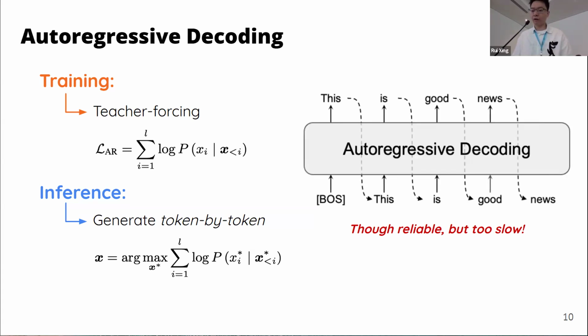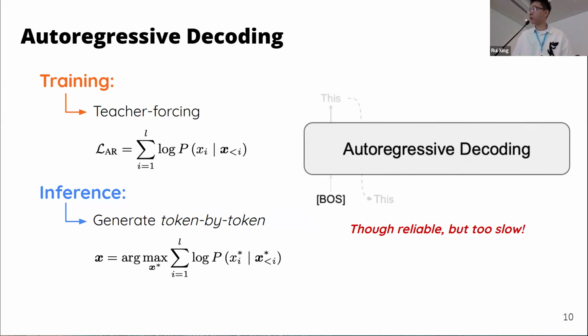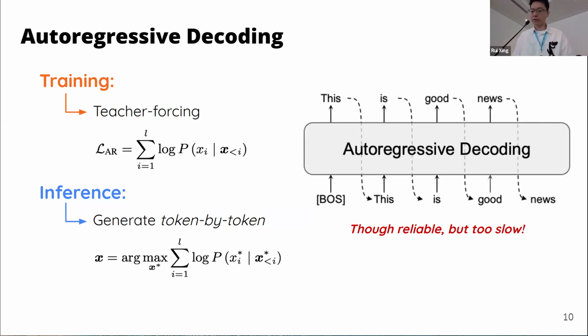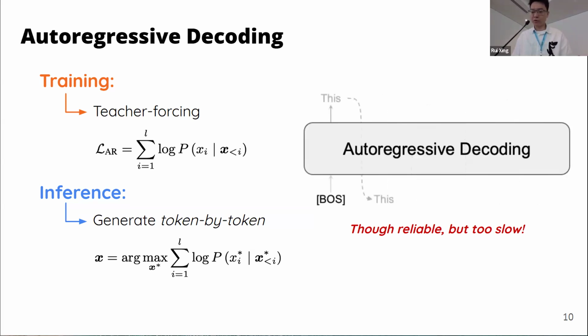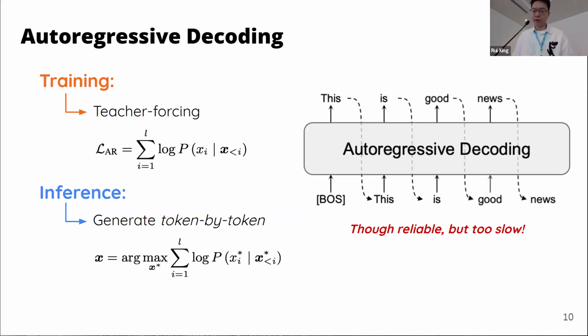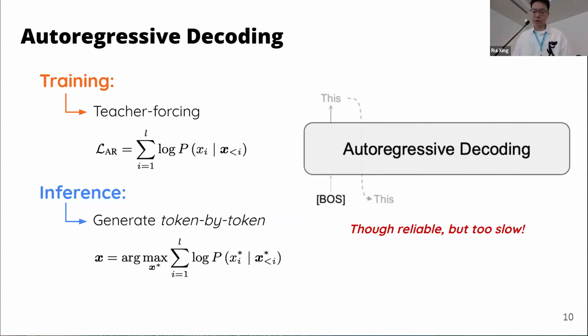The advantage of AR is that it generates token by token, so that when generating each token, the large language model can refer to its previous outputs. That ensures the quality of output sentences is reliable. Additionally, AR is quite easy to train and scale. With teacher forcing, we can utilize the ground truth sentence as previous outputs and calculate loss on all tokens in parallel. However, the token-by-token generation behavior of AR makes the inference process very slow.